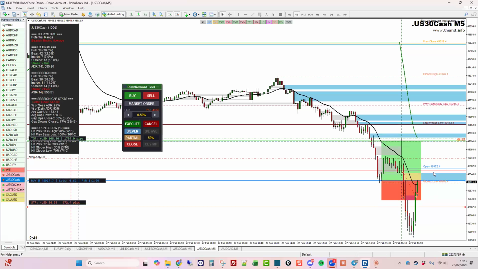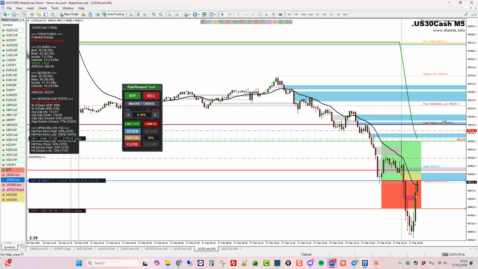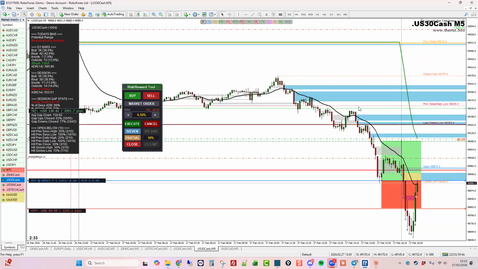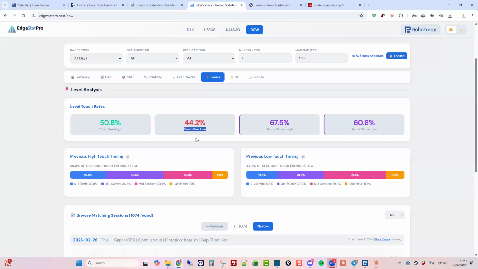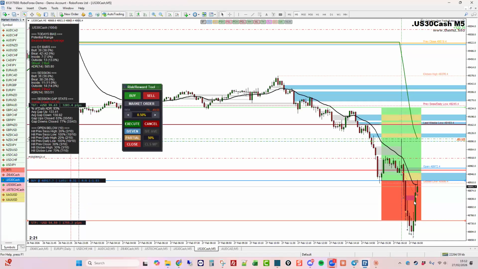There. Yeah. And going for the previous session low. Okay, so I can formulate a trade there which gives me a 1.83 risk reward with a probability of 44%. Not great, is it?